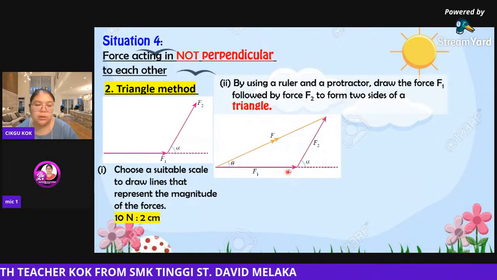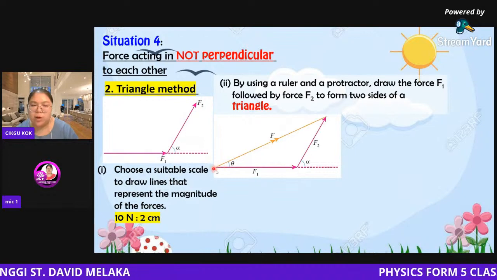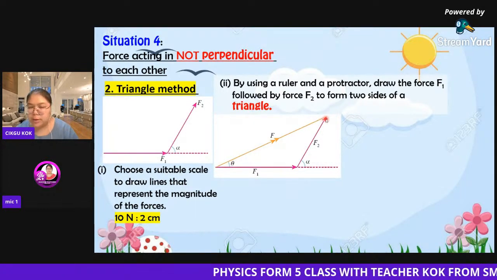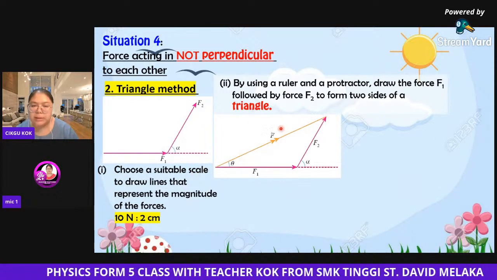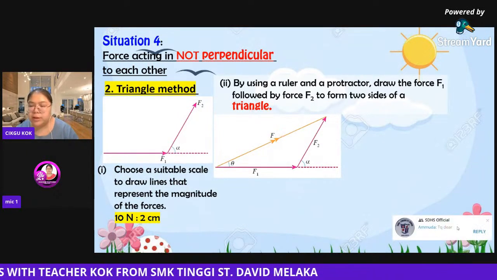Okay, so this one is a diagram. F1 is here, F2 is here. After that, from the starting point, you draw the line until you go to the ending point. So you can find the triangle, and the longest line must be the F. This F, we call it the resultant force.